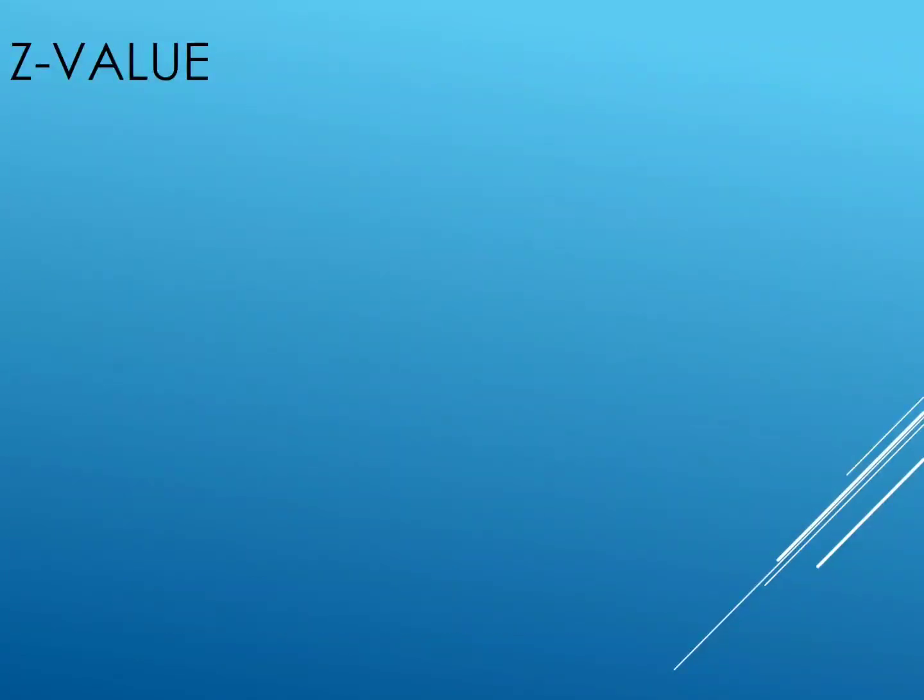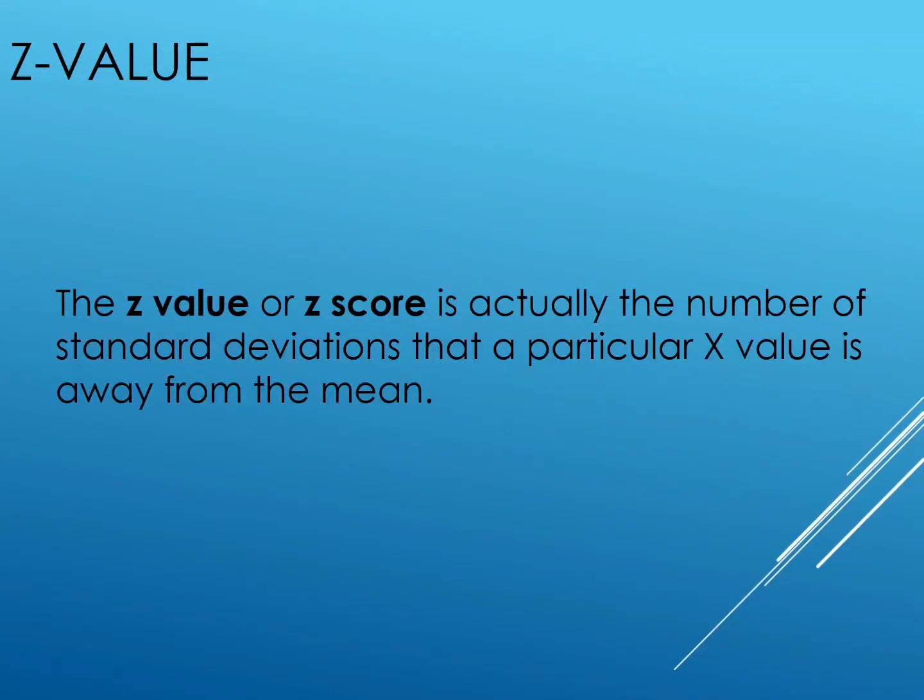So, what is a z-value? A z-value, or z-score, is actually the number of standard deviations that a particular x value is away from the mean. So what we're saying here is, when I say move one standard deviation away, meaning one z-score away. But in some cases, we may not be moving 1 or 2 or 3 standard deviations. We might be moving 3.2 or 2.1 or 1.6. That would be our z-score right there.